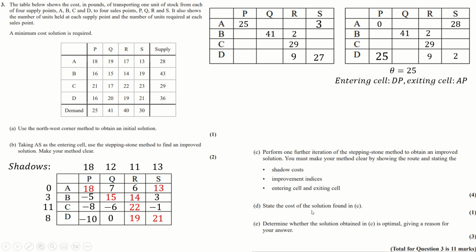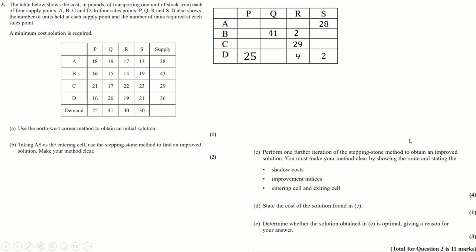And the state the cost, well, it's going to be 25 times 16 plus 41 times 15 plus 2 times 14 plus 29 times 22, and so on. And you get that cost there. Determine whether this is optimal. So once again, this is the improved table.